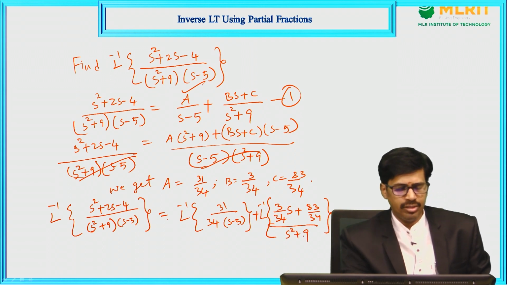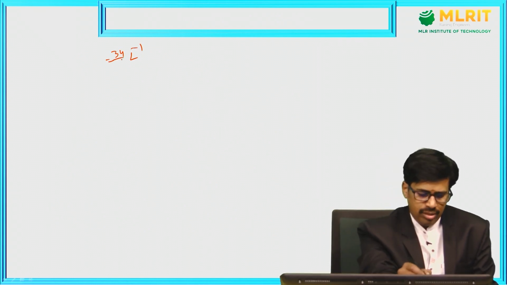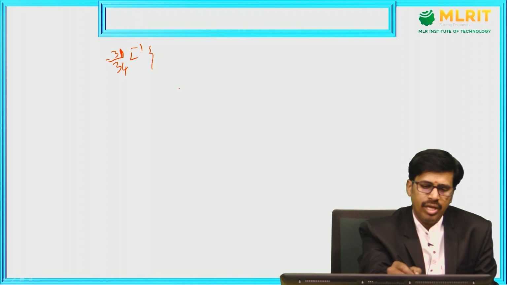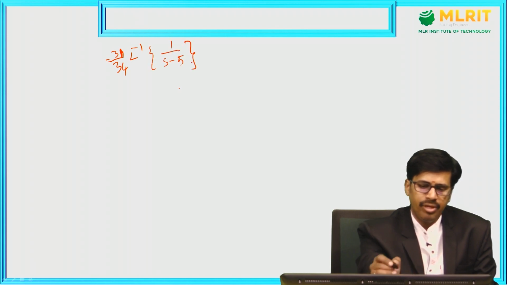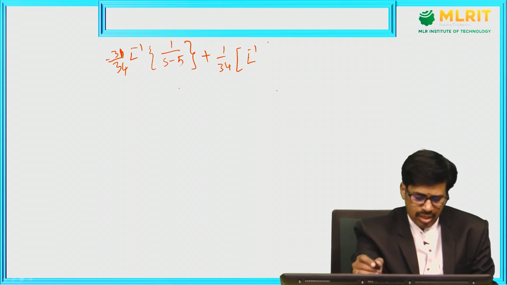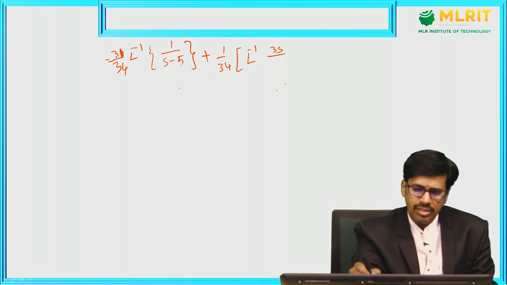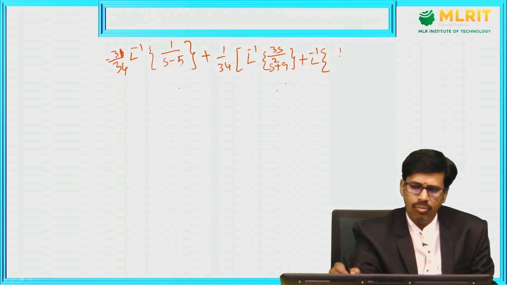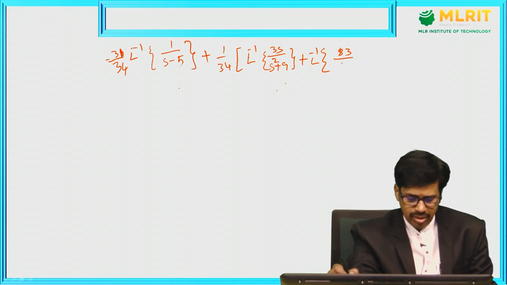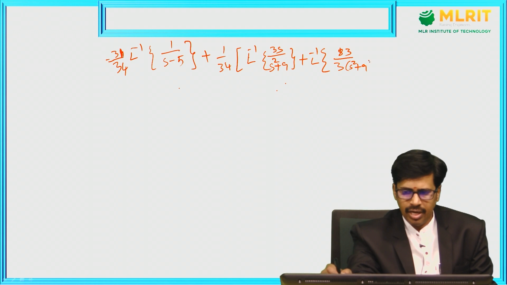Further we want to simplify this. So, this can be written as L inverse of 31 by 34, let us take it outside, L inverse of 1 by (s minus 5), plus here 1 by 34, let us take it common, L inverse of s by (s square plus 9) plus L inverse of 1 by (s square plus 9), this 83 by 3 into (s square plus 9).